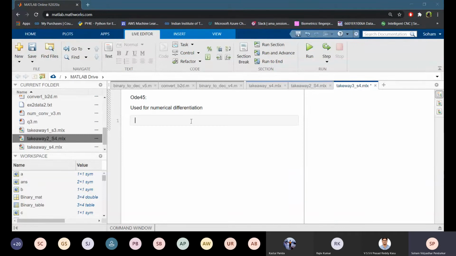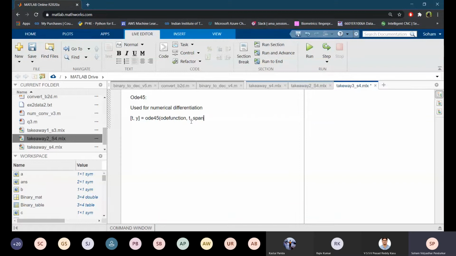First, I'll explain the syntax. So it's like this: t, y. I'm taking an example. ODE45, ODE function, t range, t span, or what we call the time range, and initial conditions y of 0.